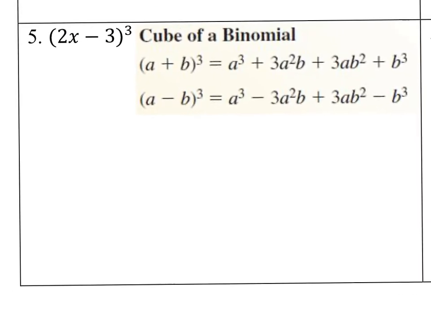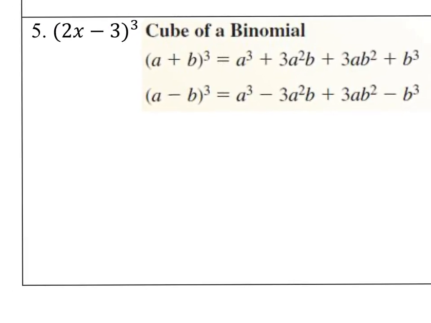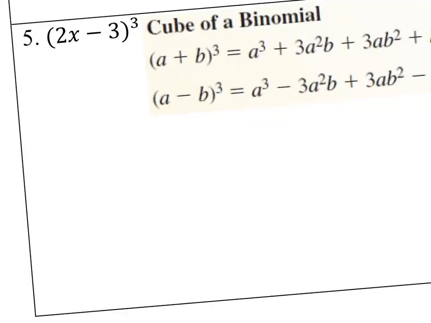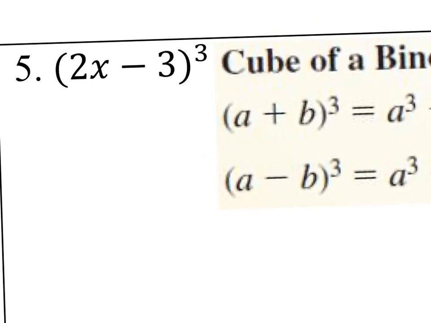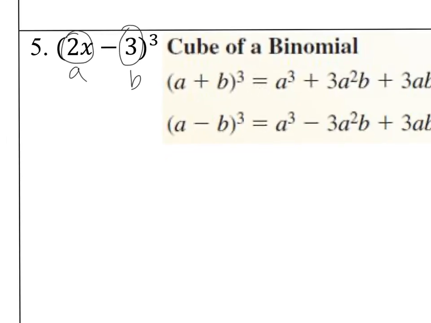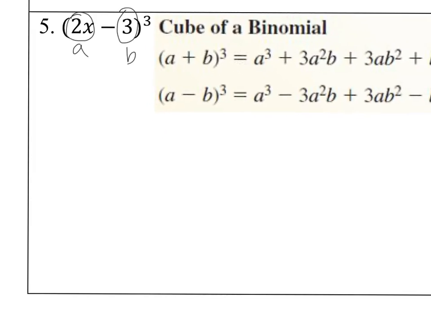So number 5 would take a really long time to do if you didn't have the formula. But fortunately, we do have the formula. I copied and pasted this from our notes. So I'm going to look at the minus 1 right there. And when you look at the minus 1, it's taking into account the negatives already. So just use 2x for A and a 3 for B. Don't use a negative 3 for B because, like I said, the formula itself takes care of the negatives.